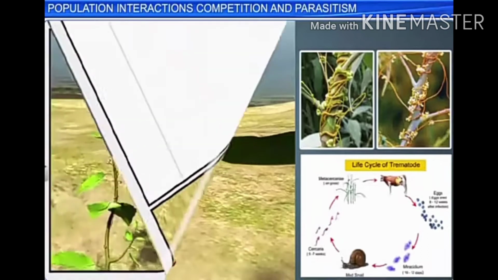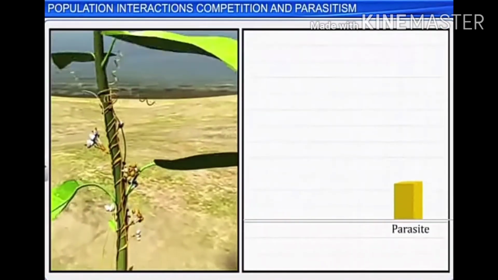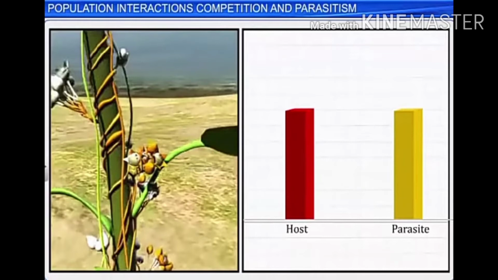In fact, many parasites have evolved to be host-specific. In such cases, both the host and the parasite tend to co-evolve. That is, if the host develops special mechanisms for resisting its parasite, the parasite too evolves mechanisms to counteract them to continue its association with the same host species.